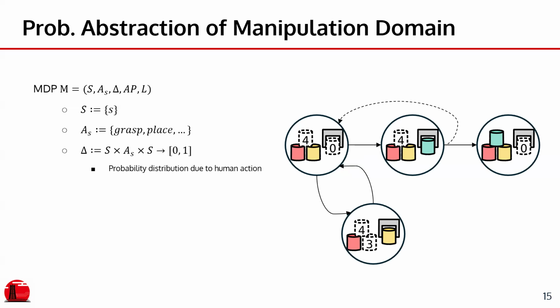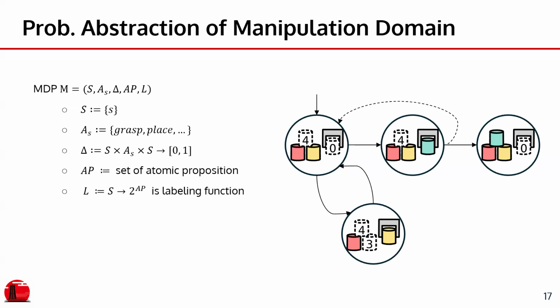The non-determinism in the MDP stems from human actions. Here, the dashed edge represents the possibility of the human intervening and moving the blue block. AP is the set of task-related predicates that are true or false. L is the labeling function that maps each state to an atomic proposition.